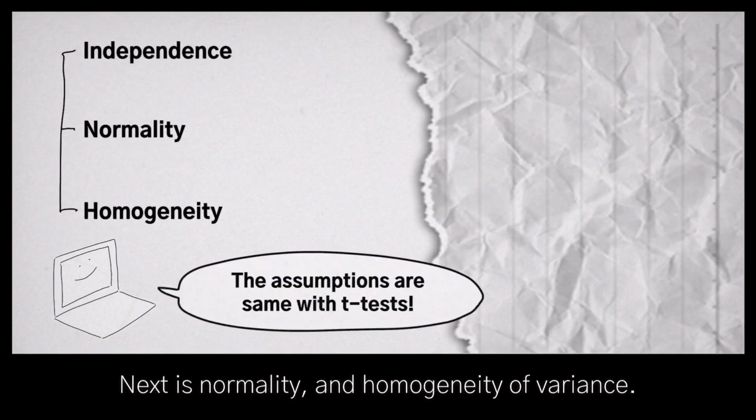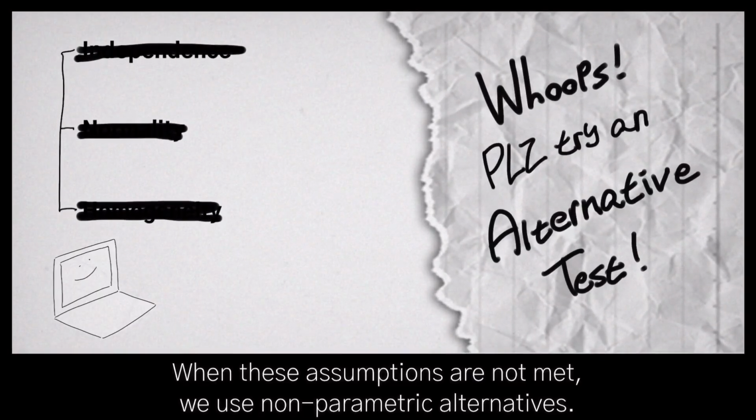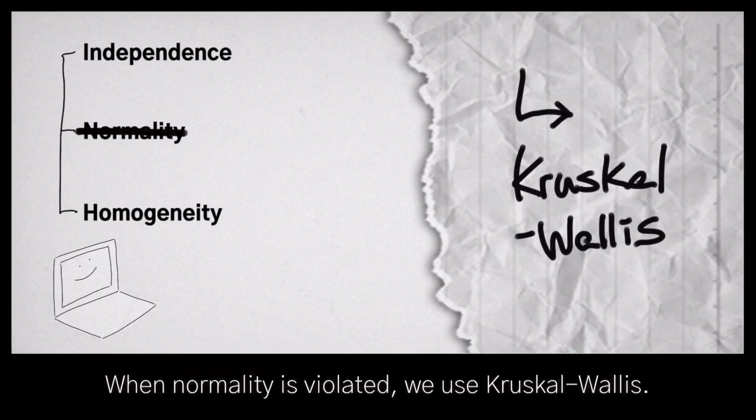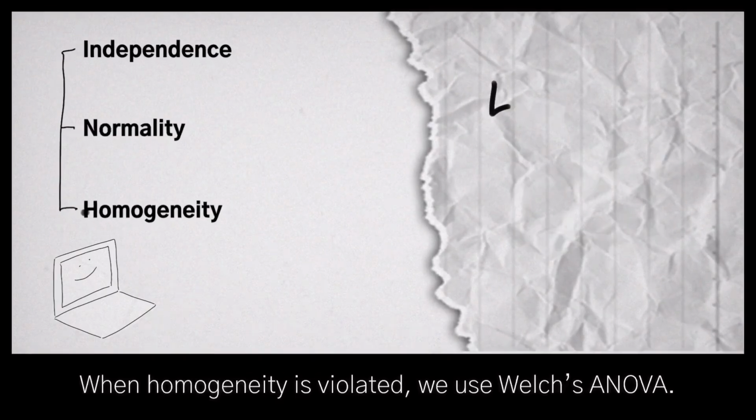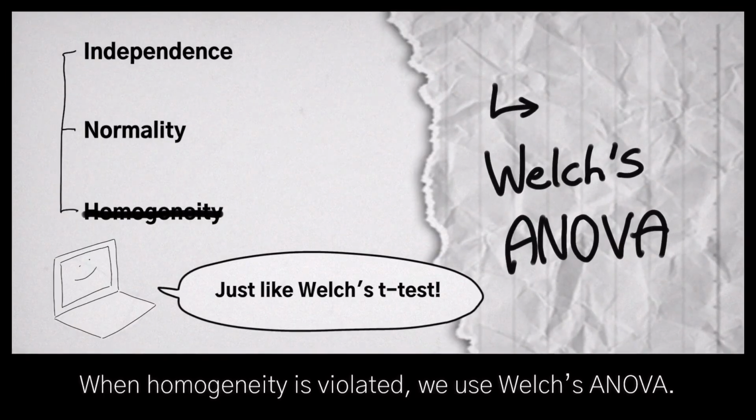Next is normality and homogeneity of variance. When these assumptions are not met, we use non-parametric alternatives. When normality is violated, we use Kruskal-Wallis. When homogeneity of variance is violated, we use Welch's ANOVA.